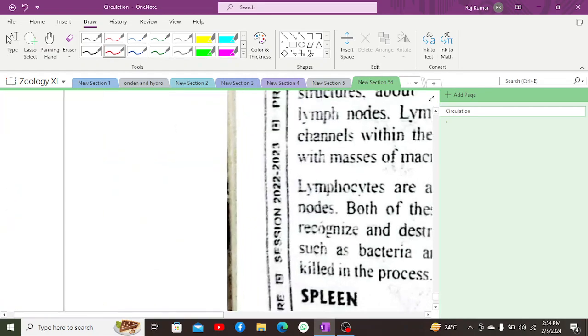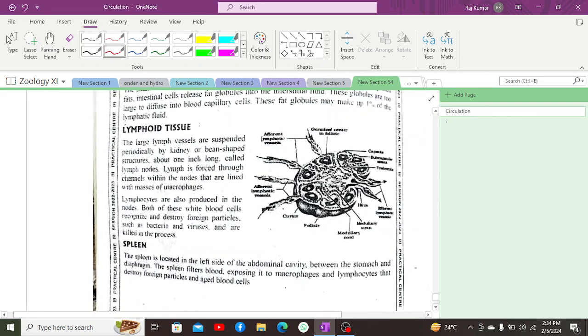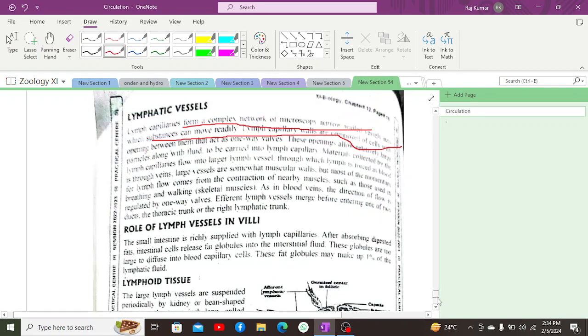Components of cells with openings between them that act as one-way valves. They have one-way valves as well, which prevent backward flow. And due to the valves, as well as the contraction of skeletal muscles, as well as some of the breathing movement, the flow of lymph in the lymphatic vessels is gradually able to occur.